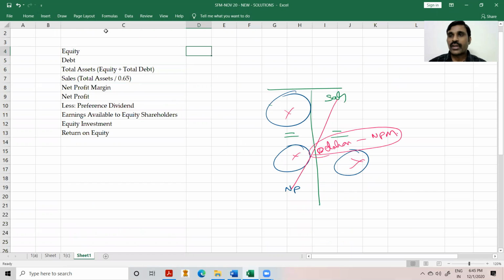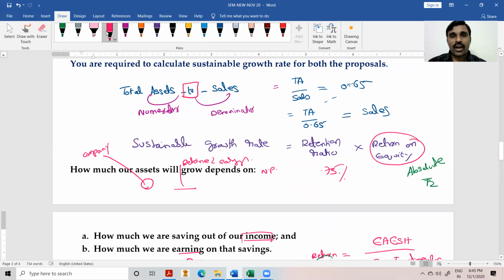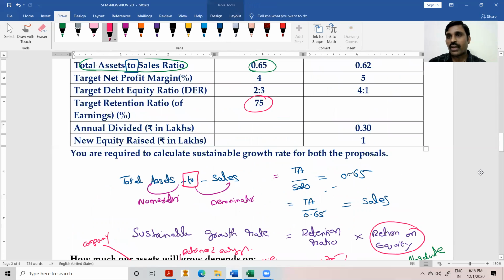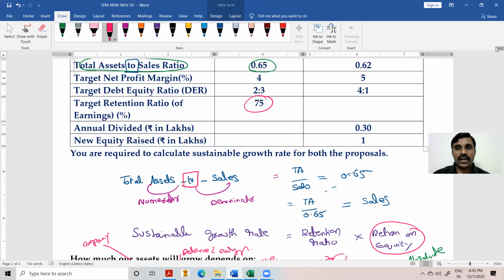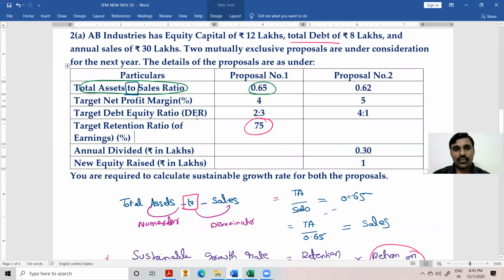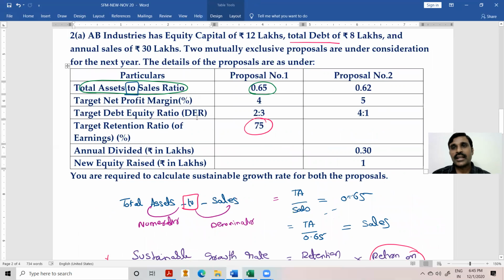What is the present equity? Look at this in proposal 1. In proposal 1, we are not raising any capital. In proposal 2, we are raising 1 lakh of new equity share capital. But in proposal 1, we are not raising any capital, so our assets will remain intact. Therefore, equity will be 12 lakhs and debt will be 8 lakhs as it is.